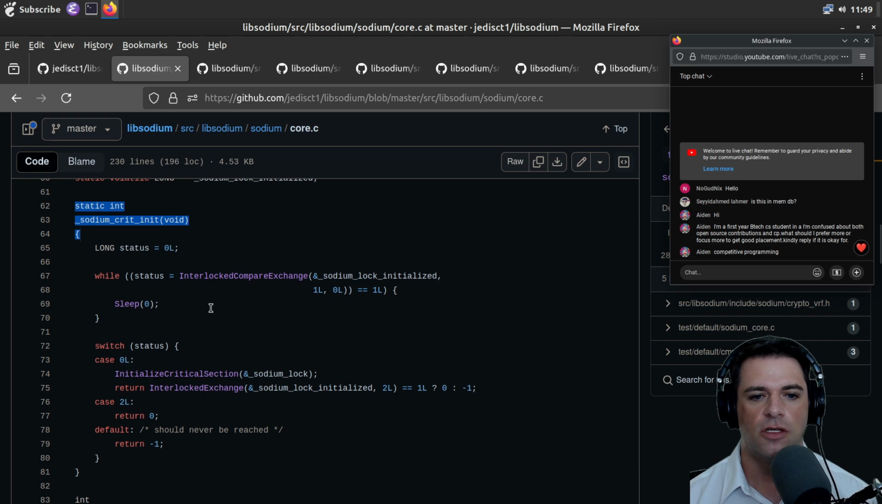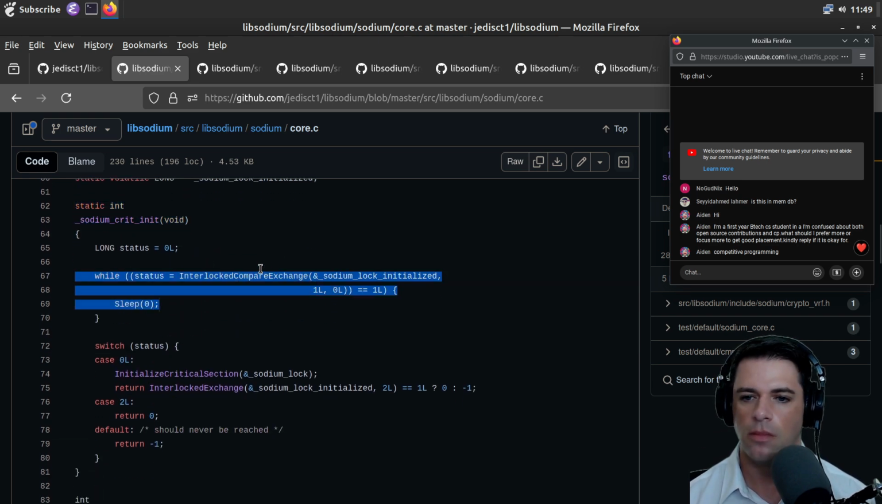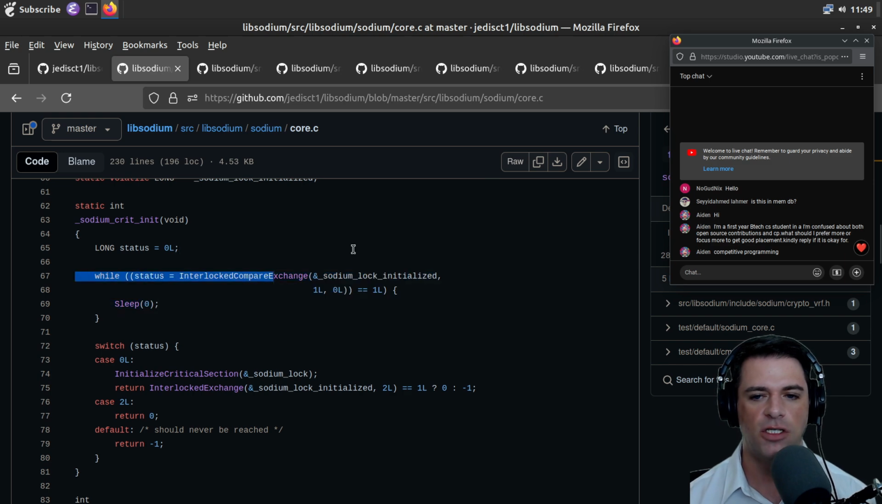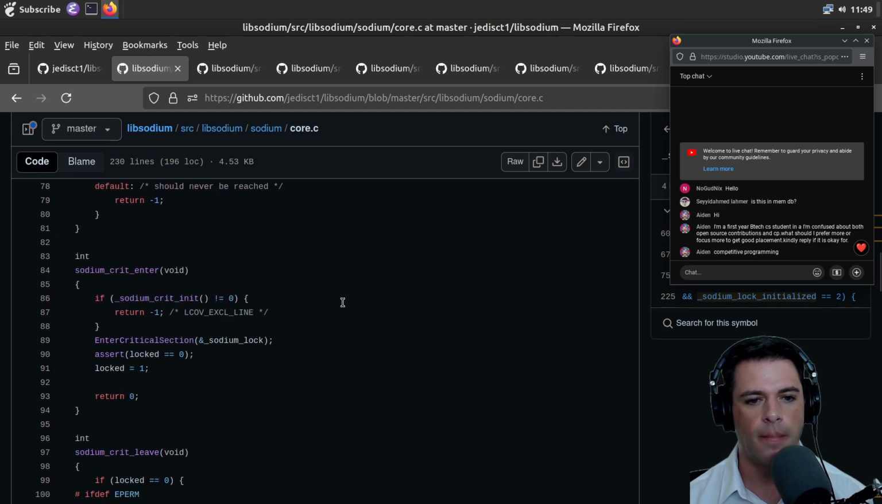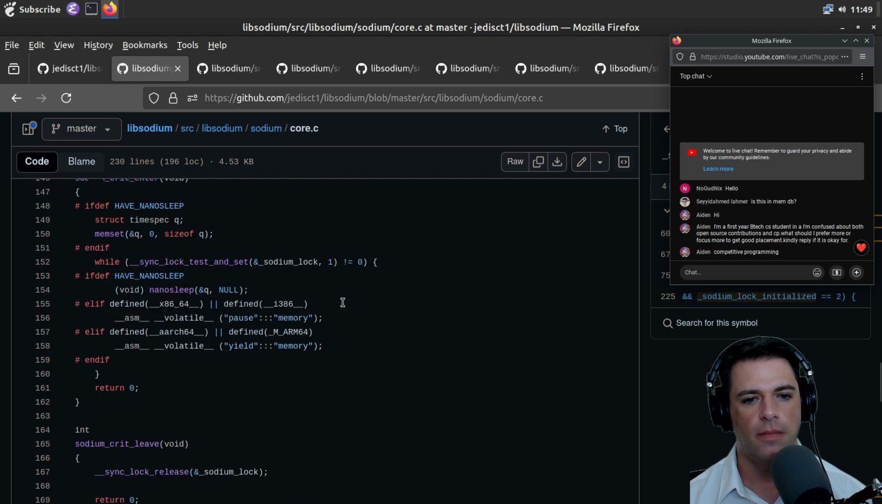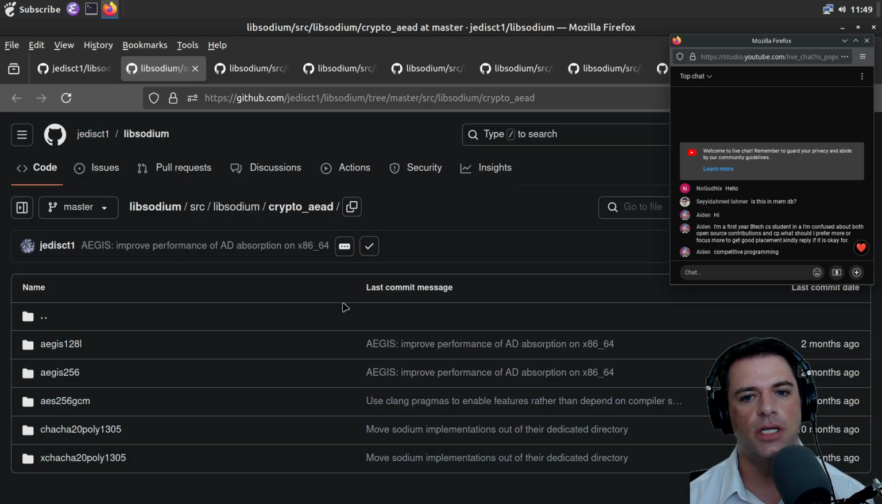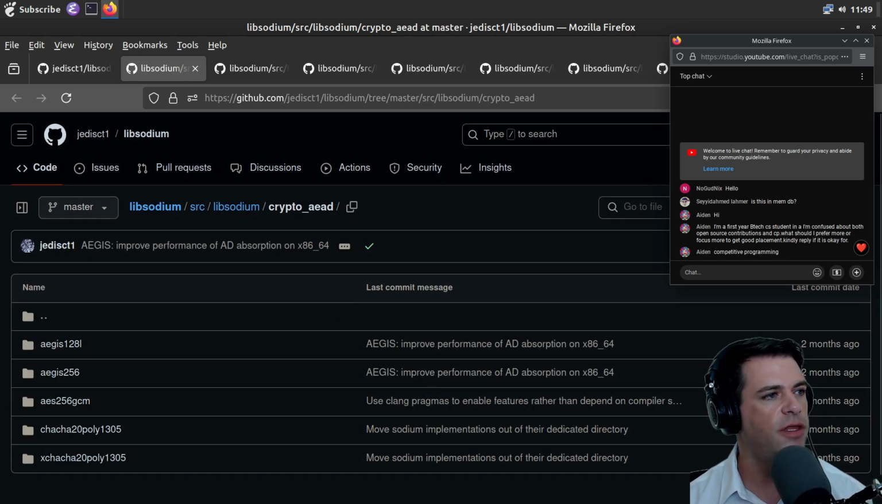And here's the crit init thing defined. It's going to do some interlocked compare exchange with the initialized stuff and check. I don't really know what this is. Checking if it's equal to 1, etc., etc. Okay. So this is not the most important. I think I forgot to start my 30-minute timer.